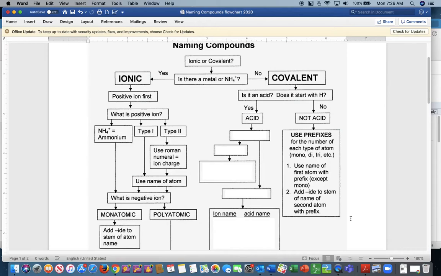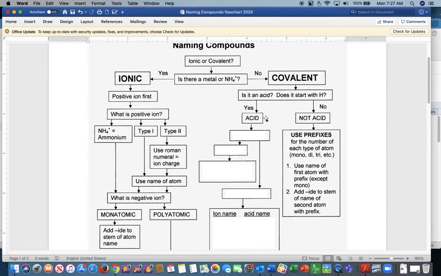And then you name the first atom using a prefix, except if there's only one of it. A good example of that would be carbon dioxide, which is CO2. And then the second element changes the ending, just like we did with the ionic compounds, to -ide. So if I had one nitrogen with 3 oxygens, and if it was not an ion, if it was neutral, then it would be nitrogen trioxide. If it had a charge, it would be nitrate.